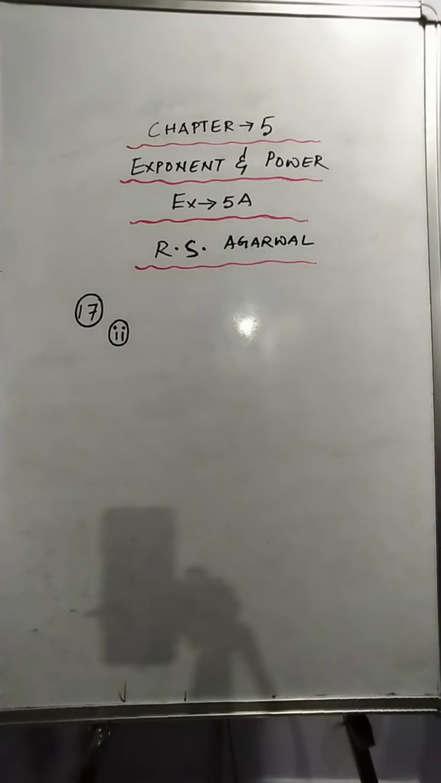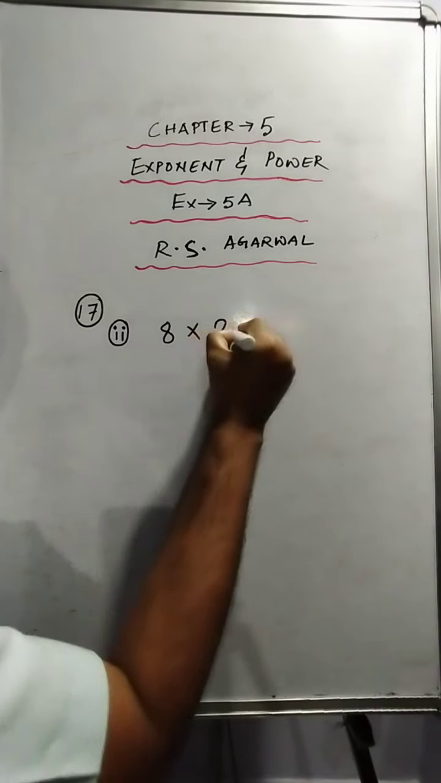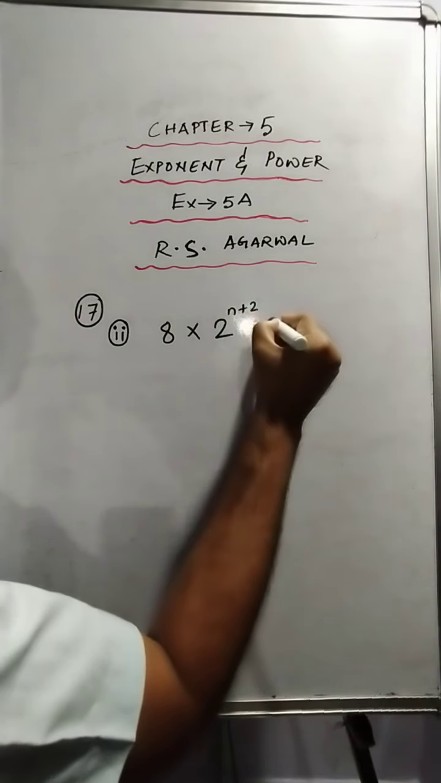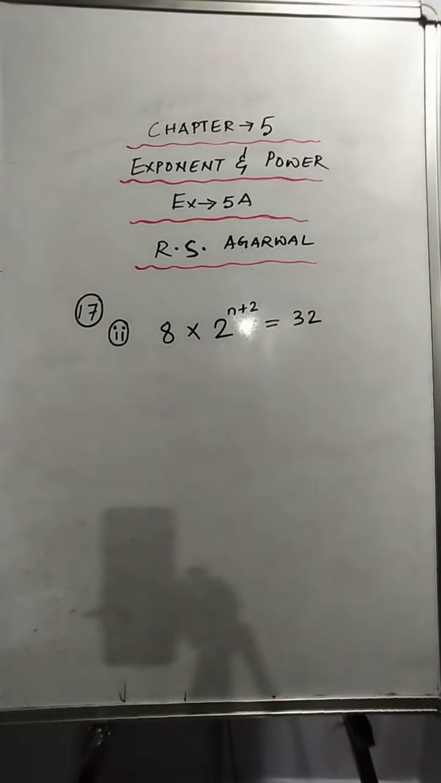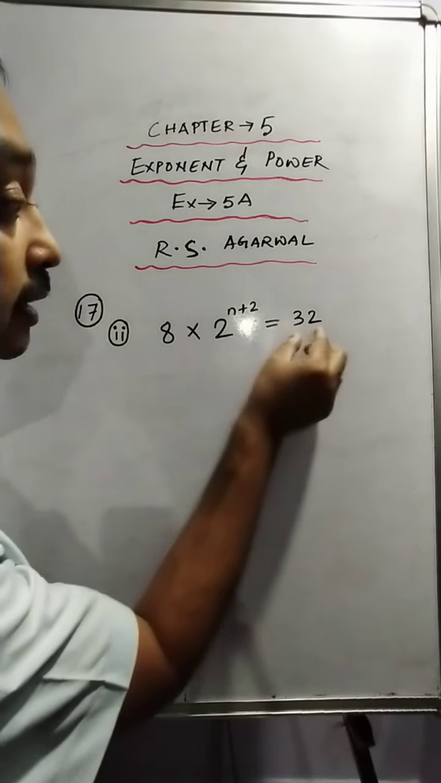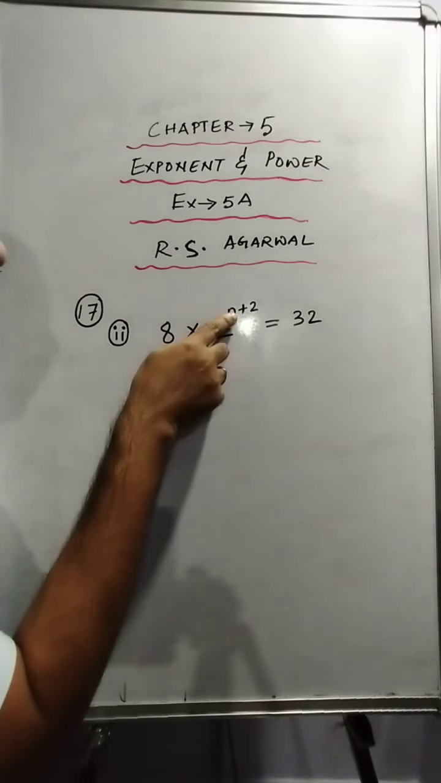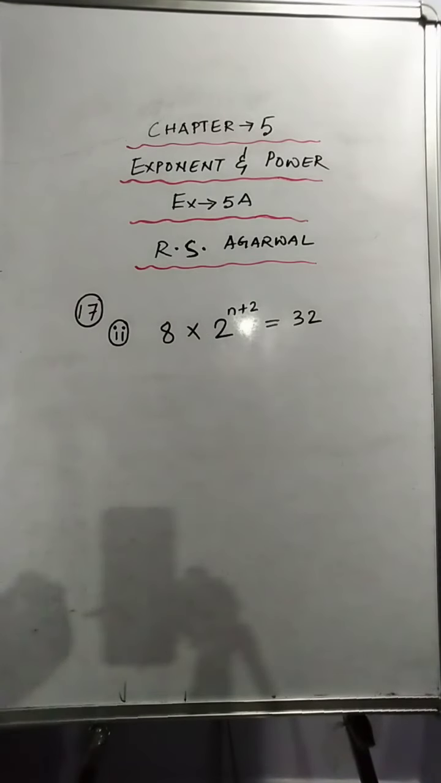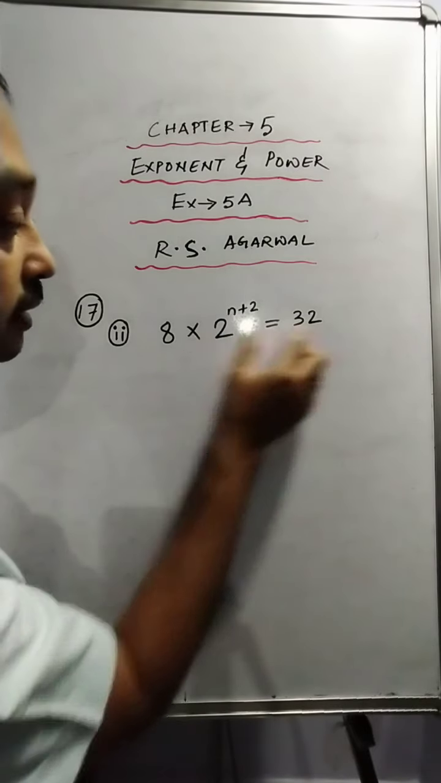Now what is there in sum number 2 of question number 17? We have 8 into 2 to the power n plus 2, and that would be equals to 32. We have done this type of sums earlier also, but in that case the bases were the same. I said at that moment also, the first thing in this type of sum where you have to find the value of n or x, you first have to see whether the bases are the same or not. In this case we see the bases are not matching, isn't it?